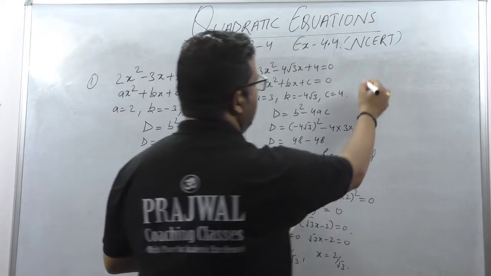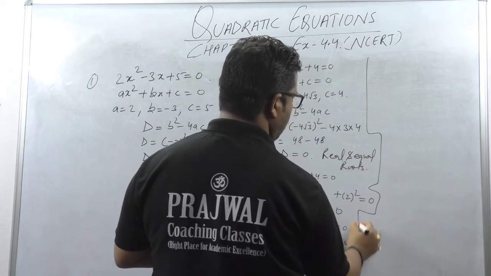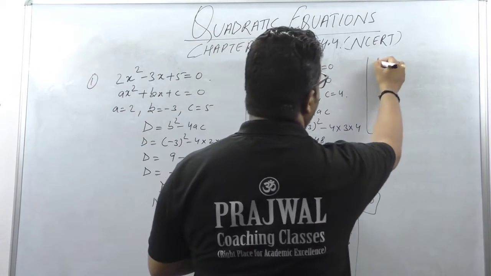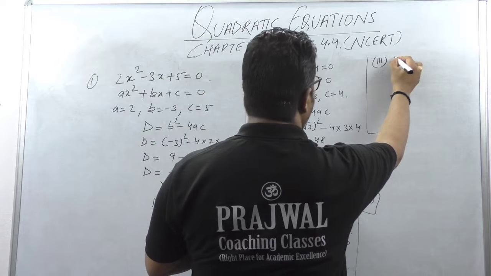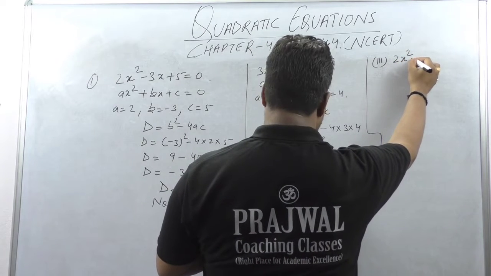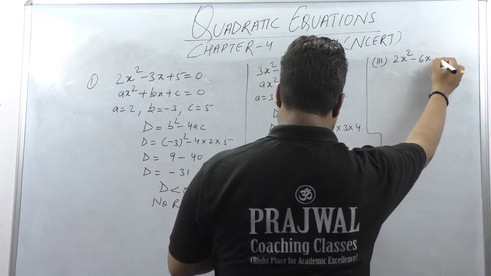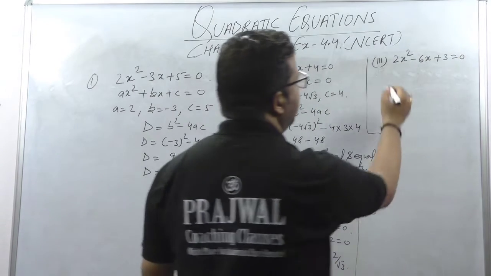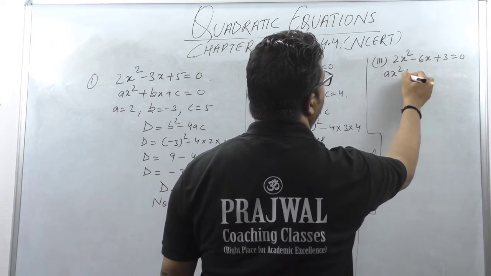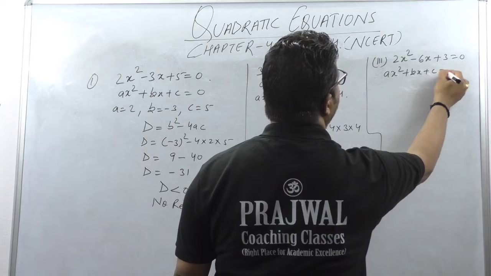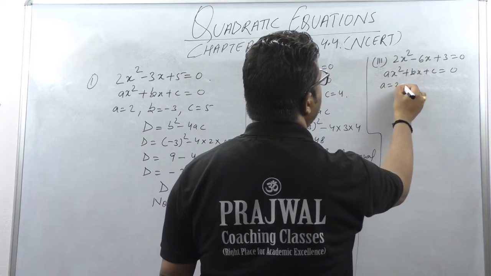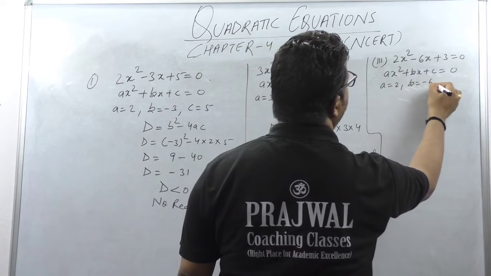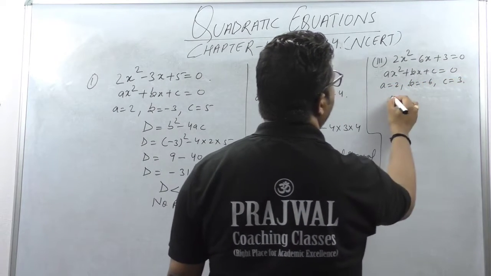Now see the third part. The third part is given as 2x² - 6x + 3 = 0. Again you can compare with the general equation ax² + bx + c = 0. The value of a is 2, b is how much? -6, and c is 3. So you have to find D.